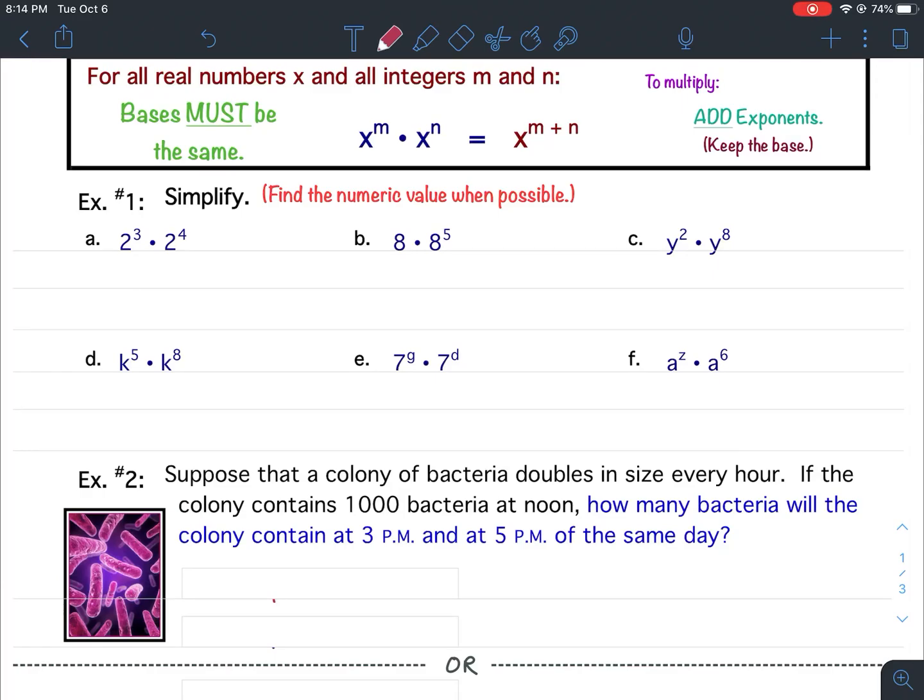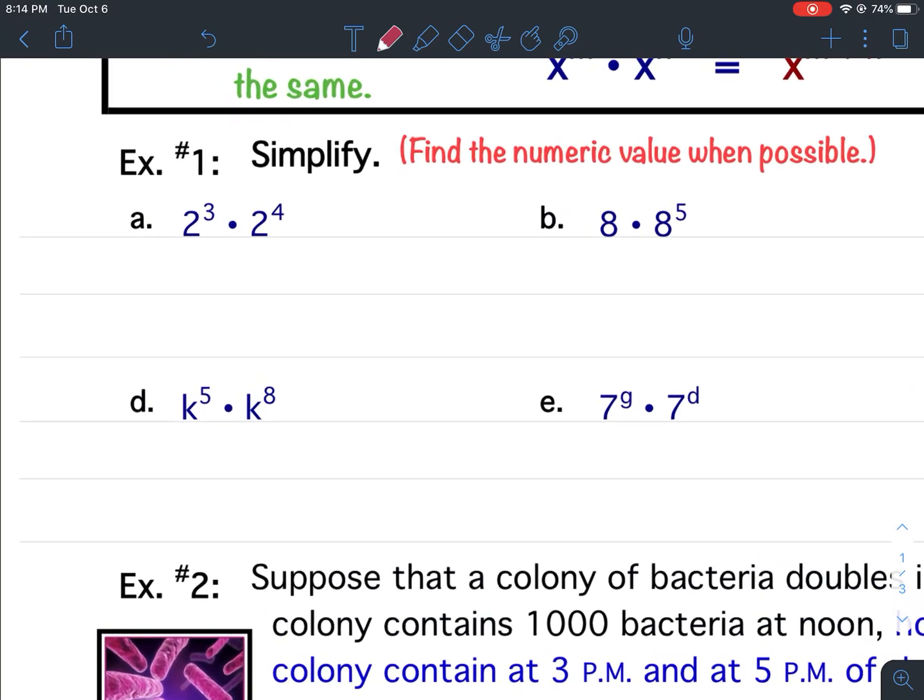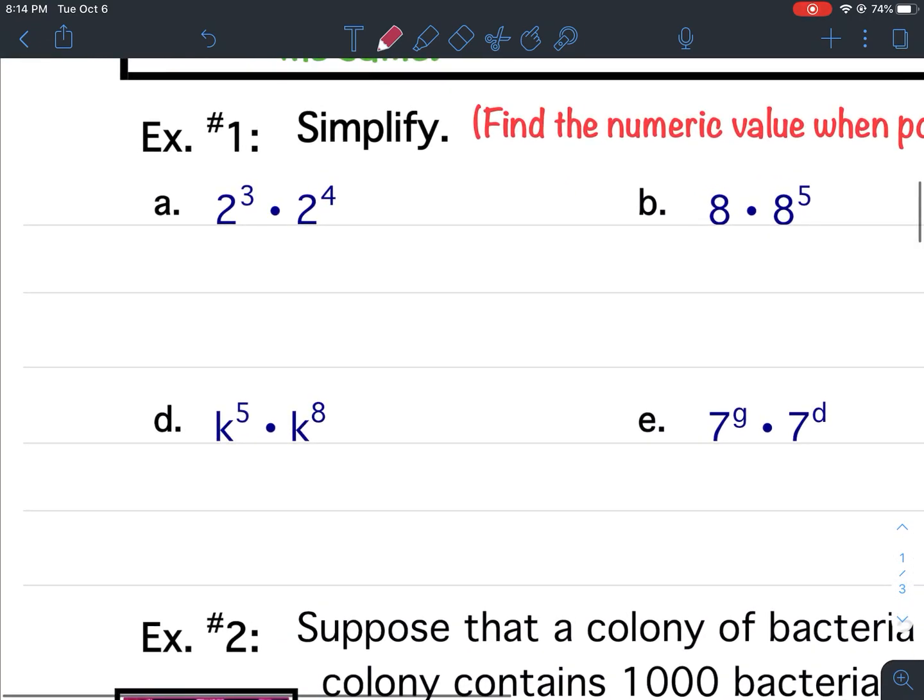Multiplying monomials, lesson 4.1 notes. Example number 1, simplify. When possible, you're going to find the numeric value. So again, find the numeric value when possible. Okay, so remember, when you are multiplying powers, you add the exponents. So let's start with example number 1.